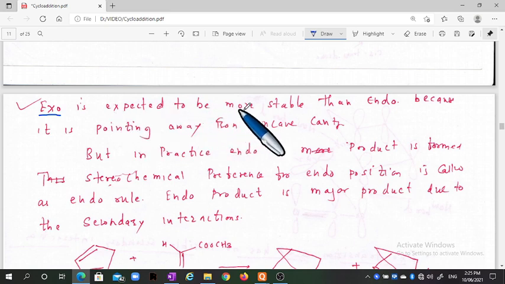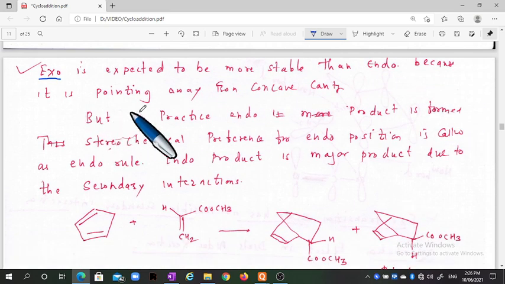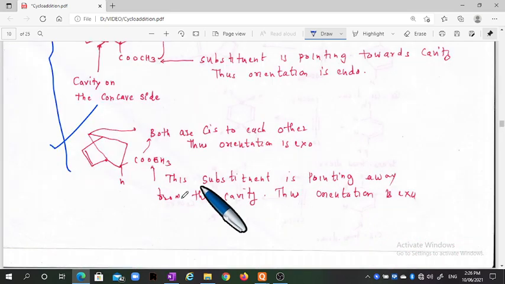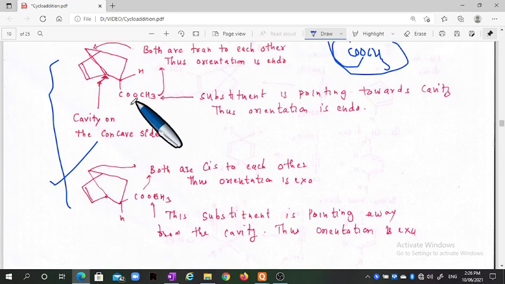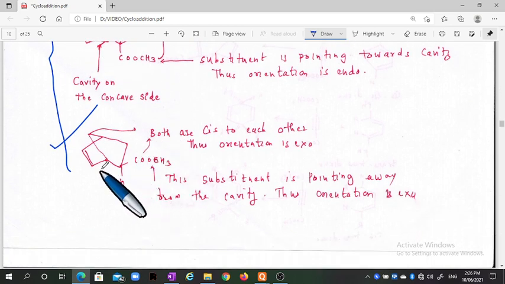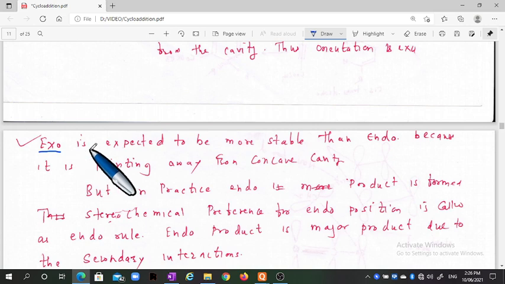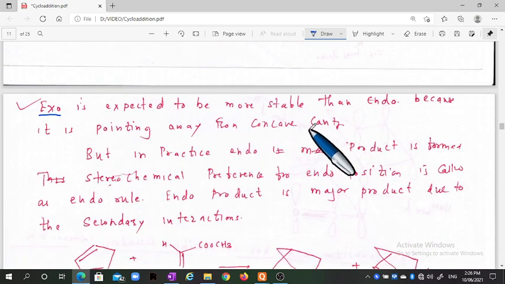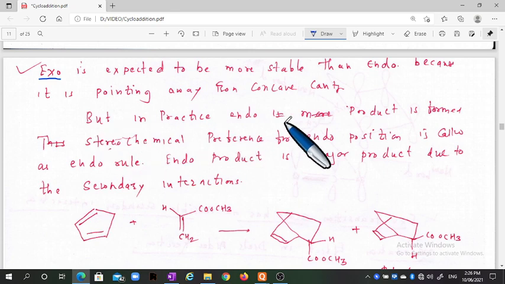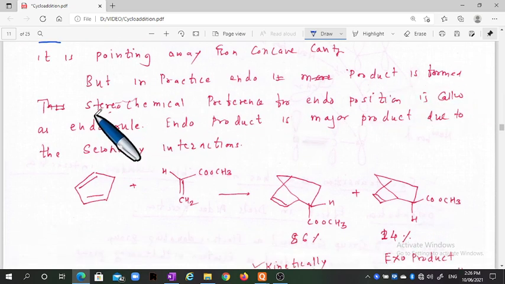Exo is expected to be more stable than endo because it's pointing away from the concave cavity. This COCH3 is pointing into this concave, therefore there is steric crowding. Due to that crowding it is unstable, but where COCH3 is pointing away from this cavity, there is less crowding, therefore it's the stable one. Exo is expected to be more stable than endo, but in practice, endo product is formed.